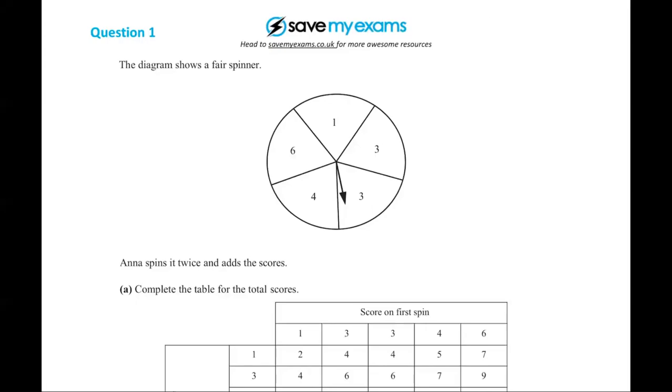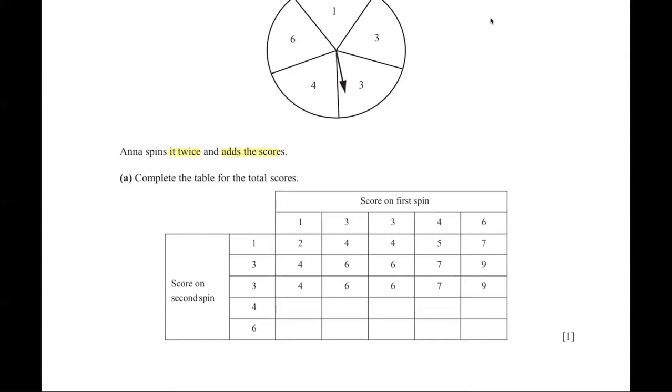Okay, let's look at question number 1. The diagram shows a fair spinner. Anna spins it twice and adds the score. Complete the table of the total score. So all you need to do is just add them together and you get your answer.